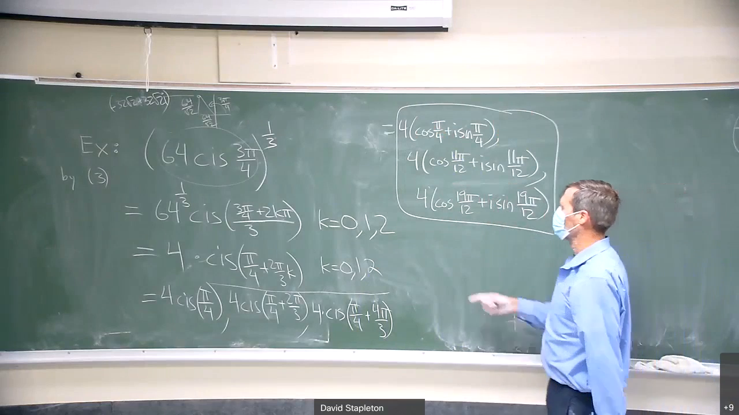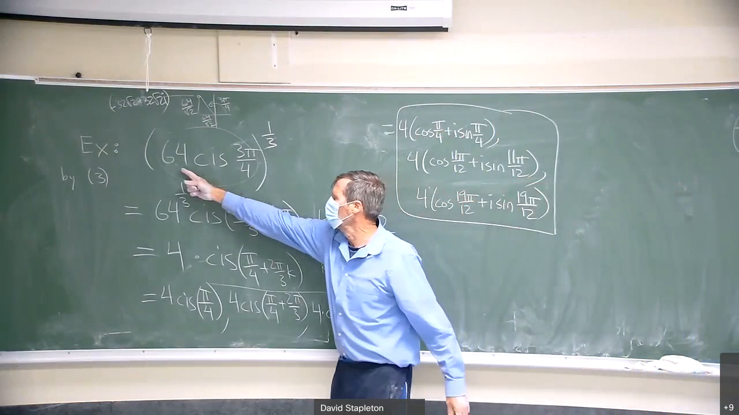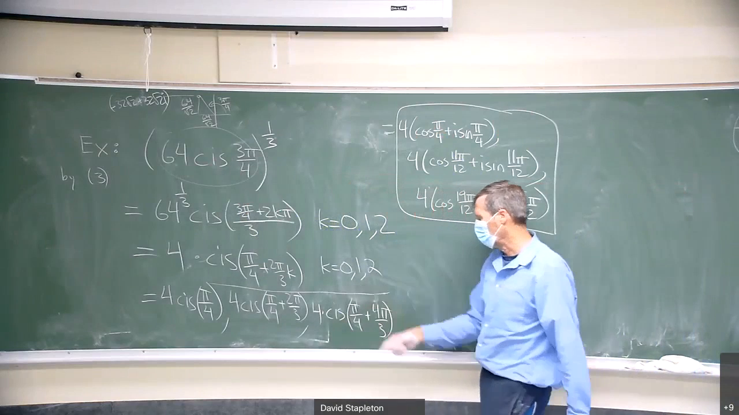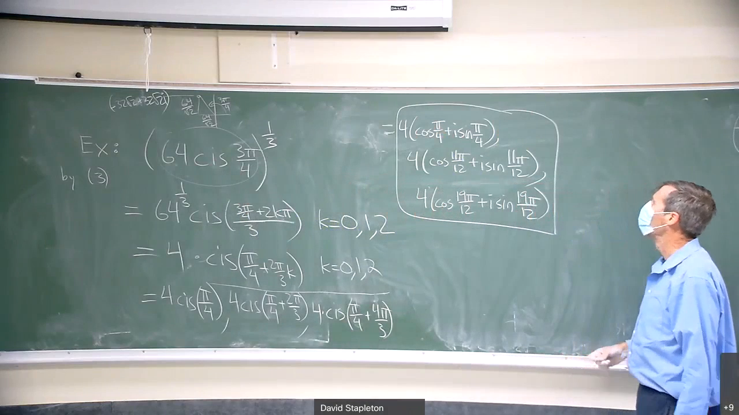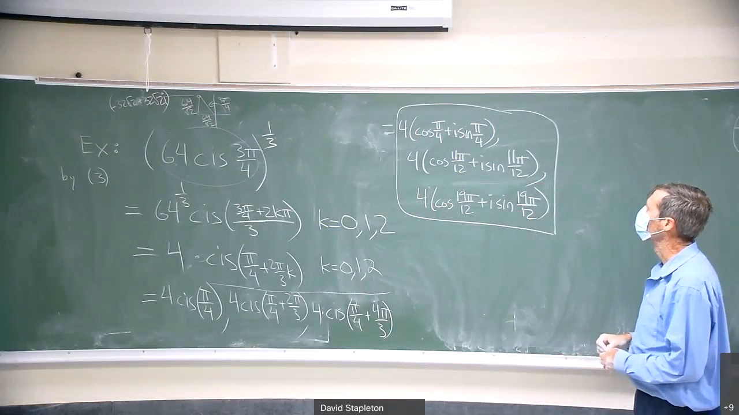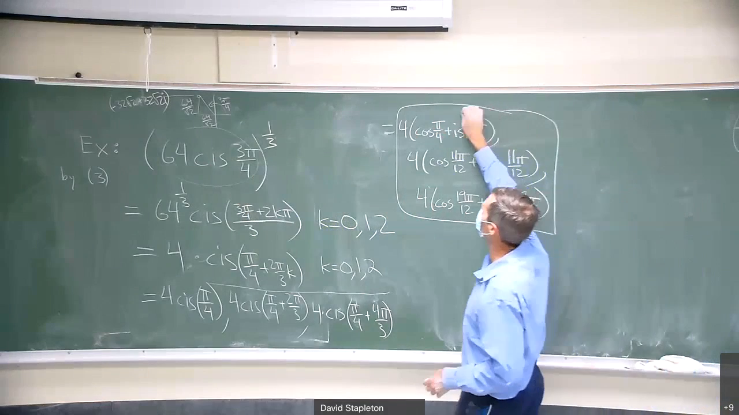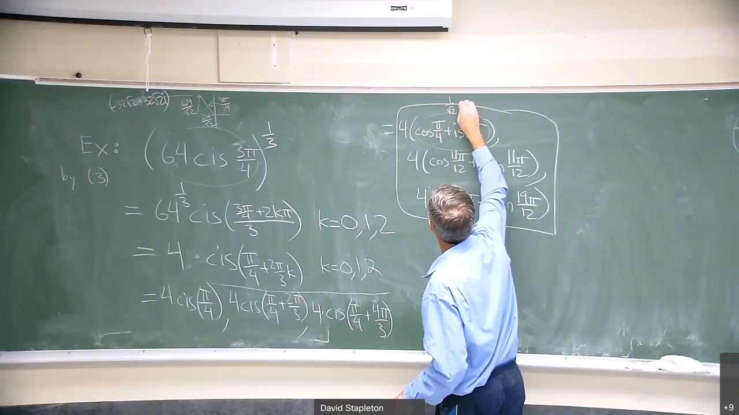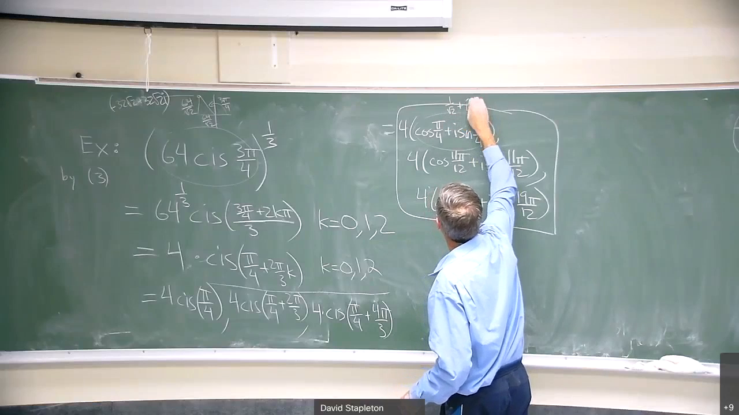Just take the third root of the original radius and divide the original angle by 3 and add 2k pi over 3 to it. This one isn't too hard to figure out, right? This part is 1 over square root 2 for cosine and 1 over square root 2 for sine.